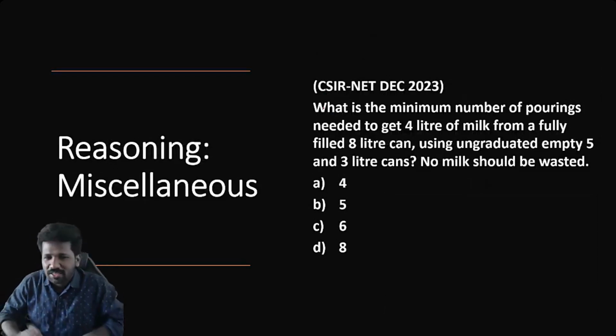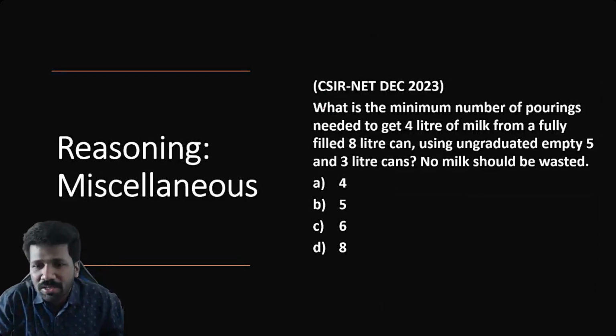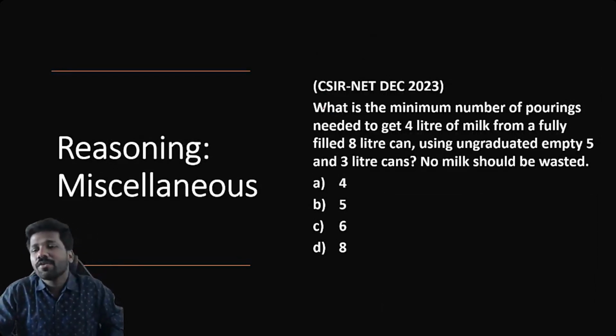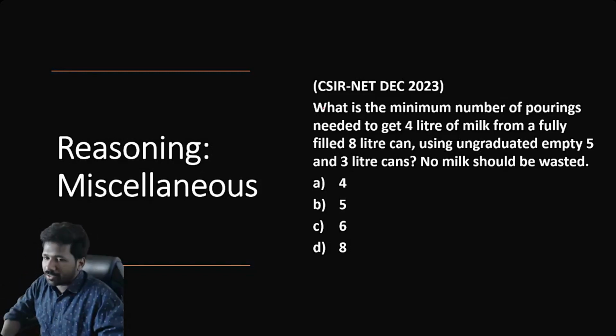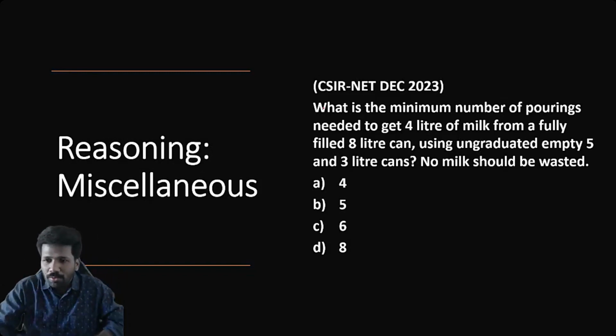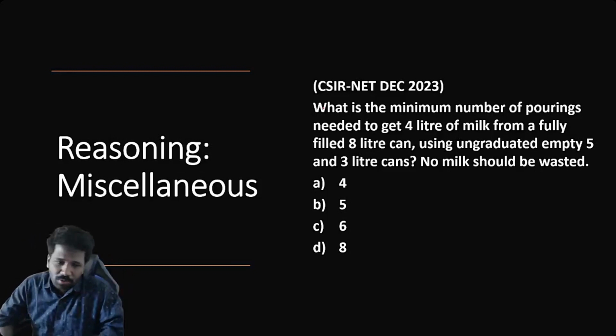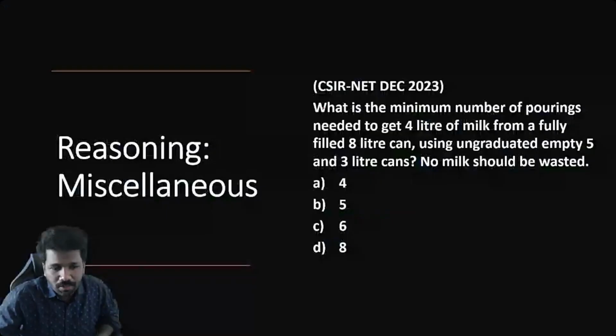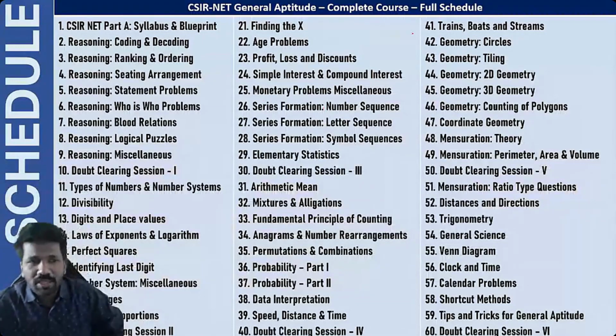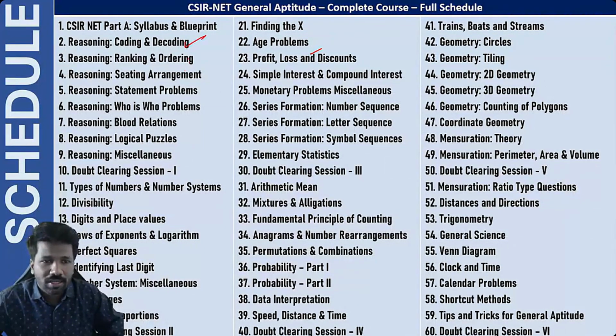Then miscellaneous reasoning question. Miscellaneous reasoning question means it can be like a puzzle itself. For example, this December 2023 question. We need to transfer milk from one can to 3 other cans with satisfying a condition. December 2023 CSIR-NET problem. So these are the major topics in reasoning. Reasoning ka all major topics. I gave you an idea.